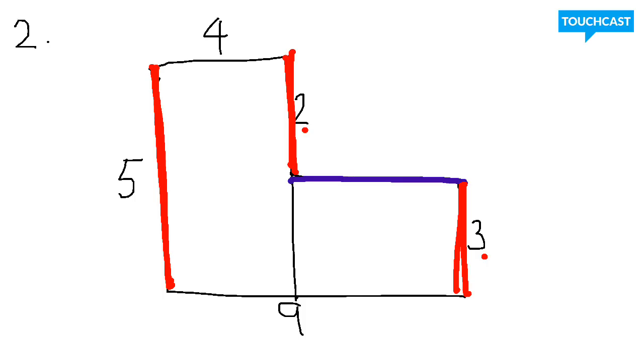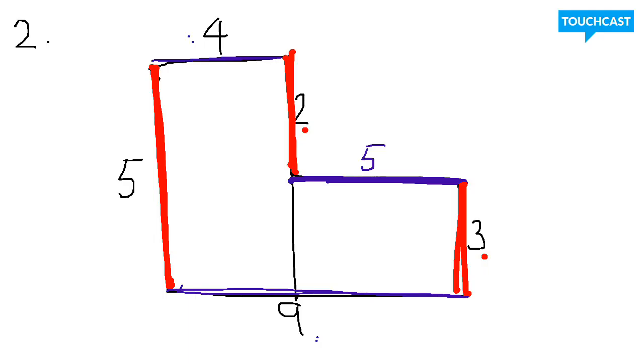Now, let's take a look at the purple side. So we have this side that's missing, and we know that this long side is 9. The shorter side is 4. So if we have long minus short is 5. 9 minus 4 is 5.